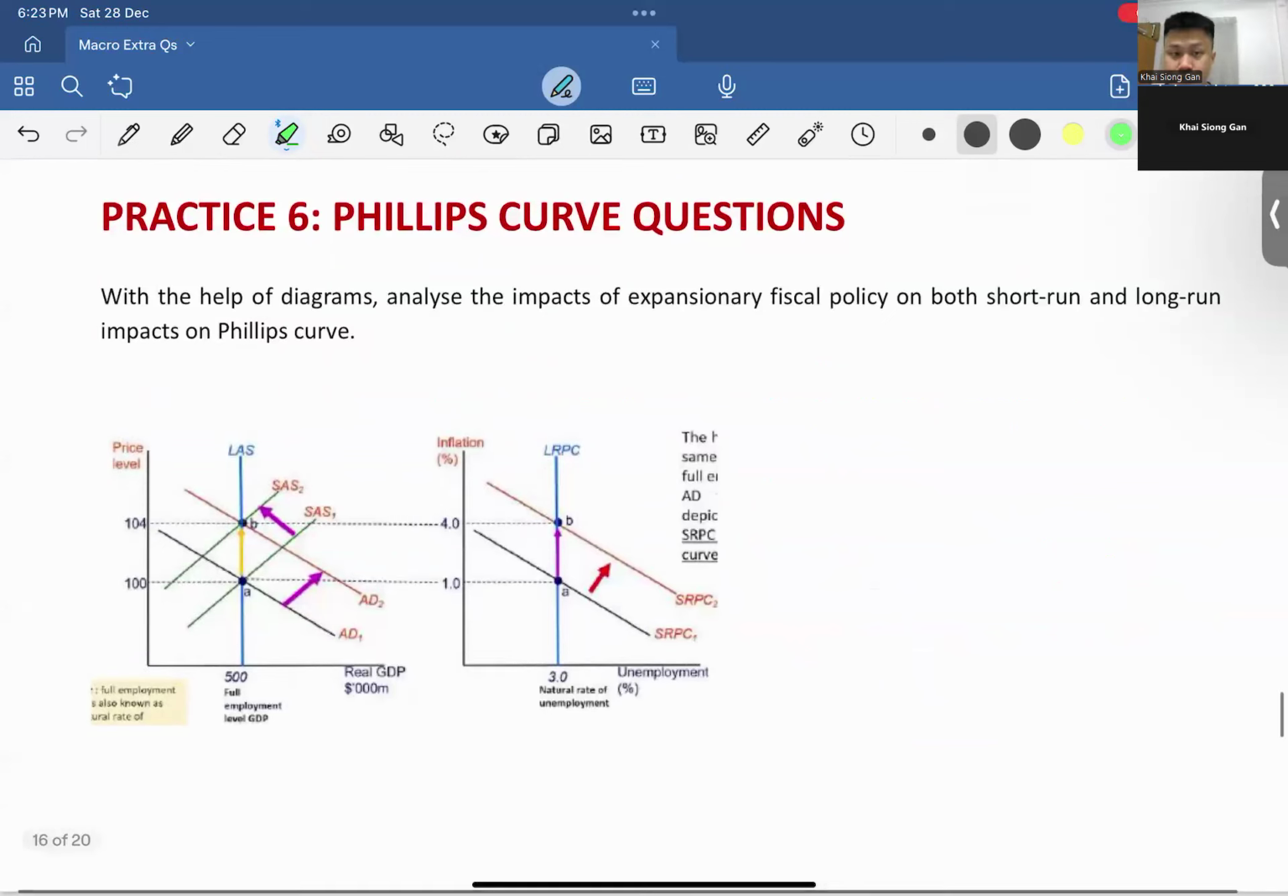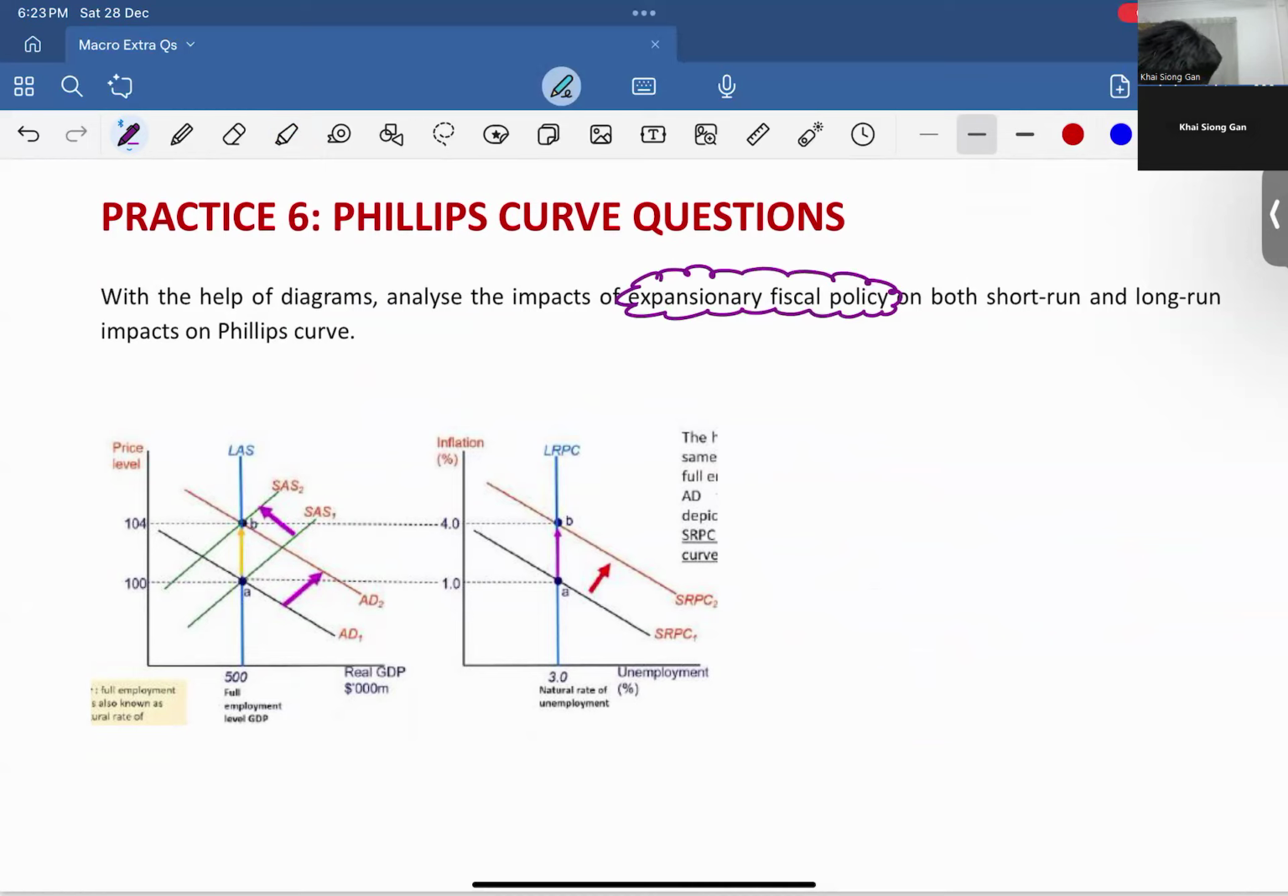Okay, next question. Phillips curve. With the help of the diagram, analyze the impact of expansionary fiscal policy on both short run and long run impacts on Phillips curve. So this one, I will need you to link AD-AS with the use of Phillips curve. Okay, so both graphs.